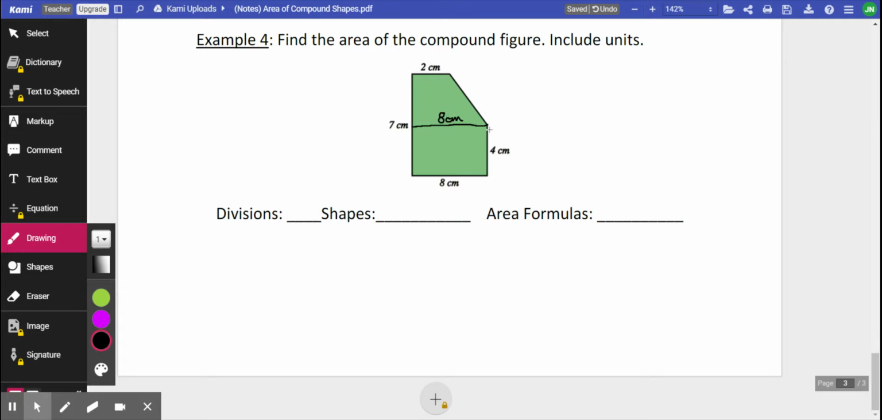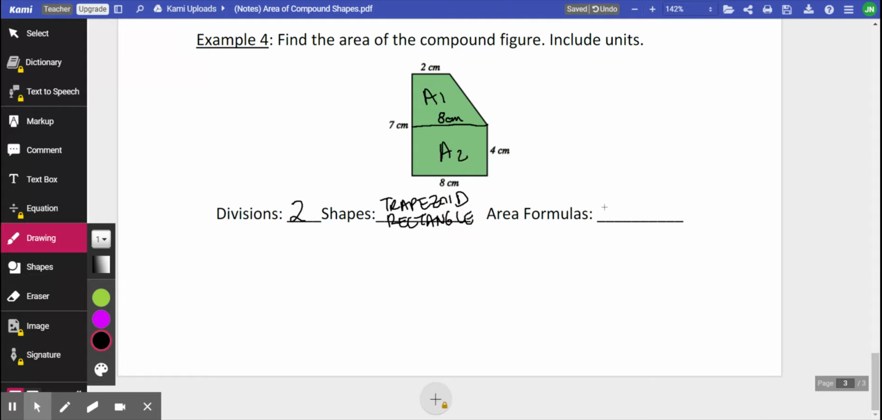So we could actually use this to be able to find the area of the total compound figure. So I'm going to go ahead and do 2 divisions. What are the shapes that I see? I see a trapezoid on top. I'm going to call this area 1. And I also see a rectangle on the bottom. I'm going to call this area 2.